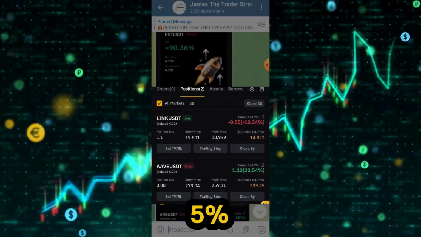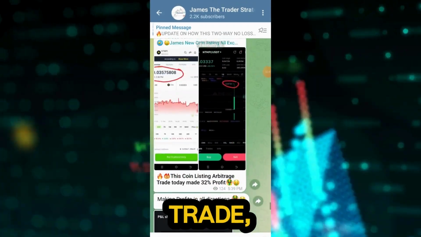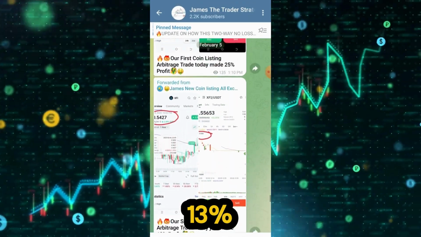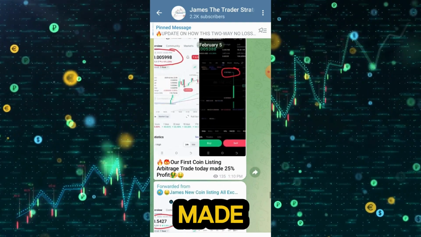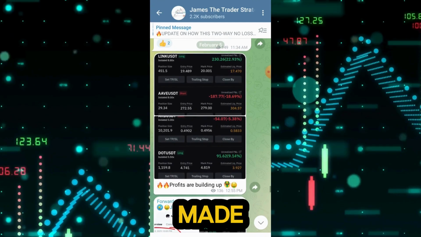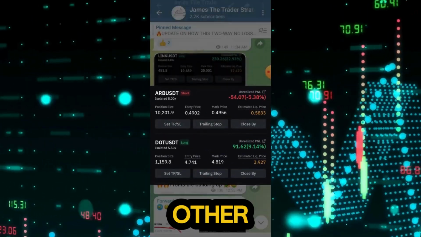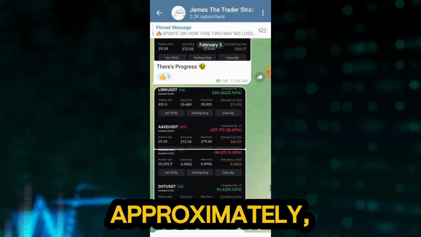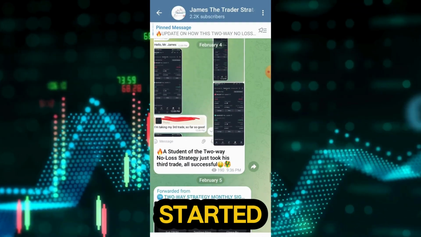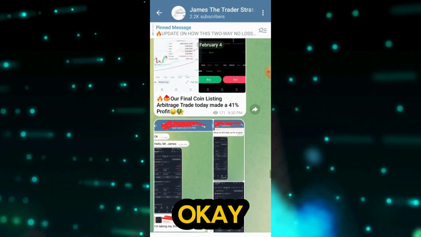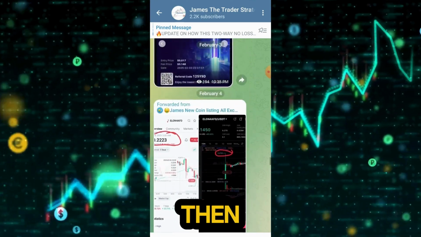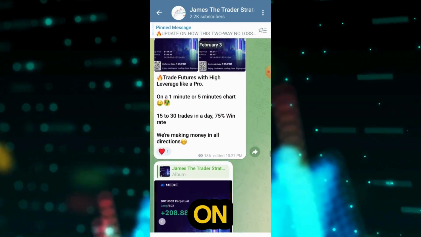That's about 5% profit. In this coin listing trade, we made 32%. In this other one, we made 13% profit. Then this one, we made 25% profit. Okay, here is another two-way no-loss strategy trade where we made almost $40. This other one made $50 approximately. This one also went into profit. Some students already started sharing their testimonies. Okay, so here is another coin listing trade, 41%, and then 24%, and so on and so forth.